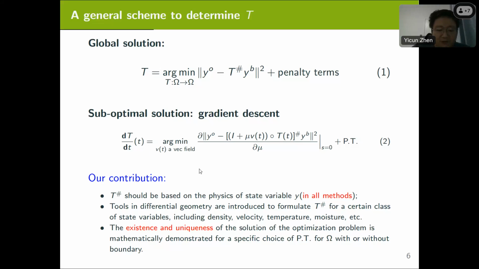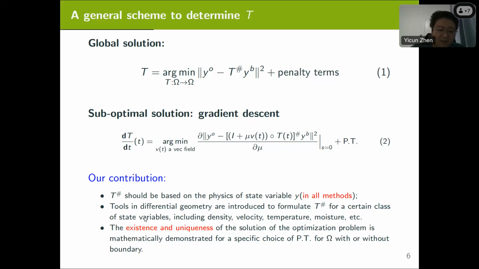Now, the contribution of this research is that first we point out that the T sharp should be based on the physics of the state variable y in all the methods. Then we use tools in differential geometry, some mathematical tools, to formulate T sharp for a certain class of state variables, not all the variables. And then we show the existence and uniqueness of the solution for the optimization problem, basically problem two, for omega with or without boundary.